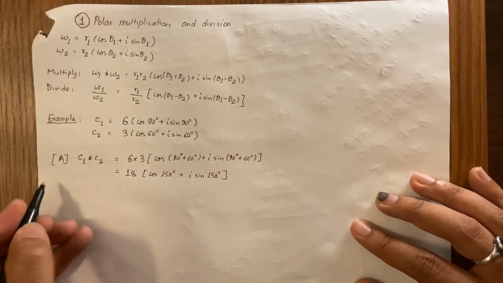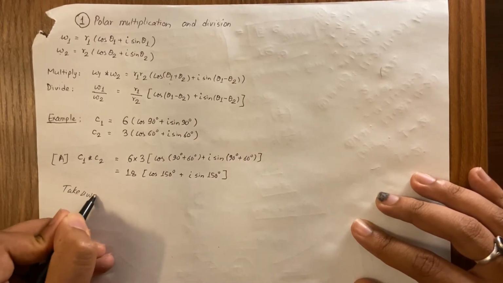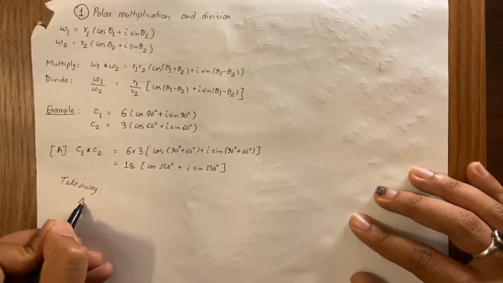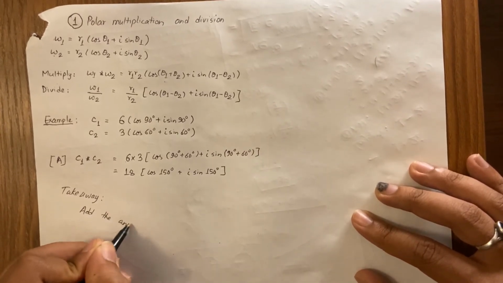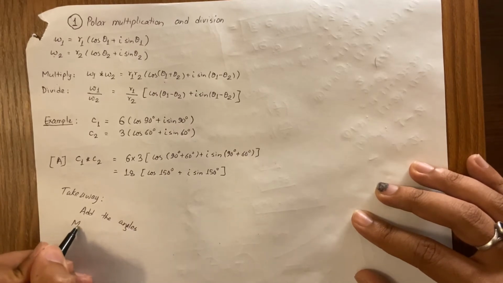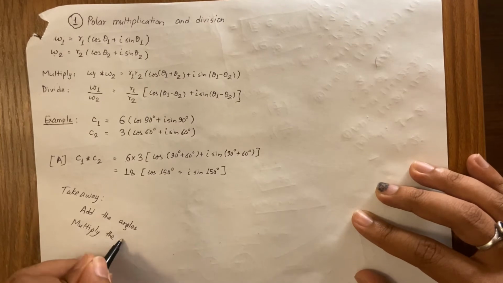Easy stuff. Remember, the key takeaway from this: you add the angles and you multiply the radii.